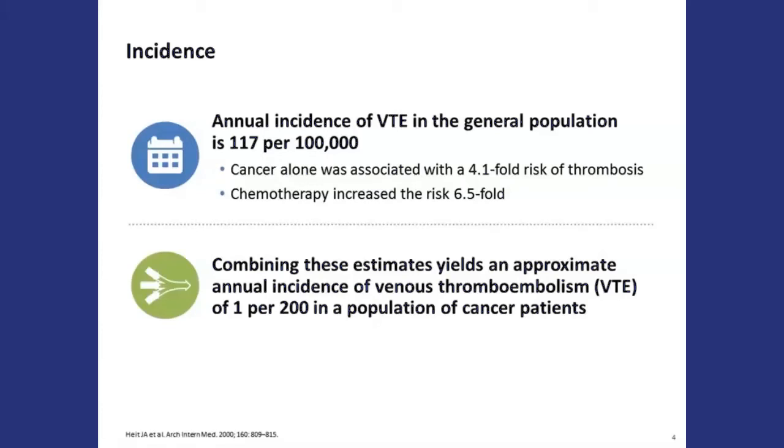Chemotherapy can add additional risk to this, and again, different chemotherapy regimens will have different thrombotic risk, but as a general rule of thumb, in addition to cancer, chemotherapy will increase the 4-fold risk to a 6.5-fold risk over the general population. And if you multiply these risks together, we get an approximate yield of about 1 in 200 cancer patients per year getting a venous thromboembolic event. And I think we can all know that this is probably a pretty good estimate.